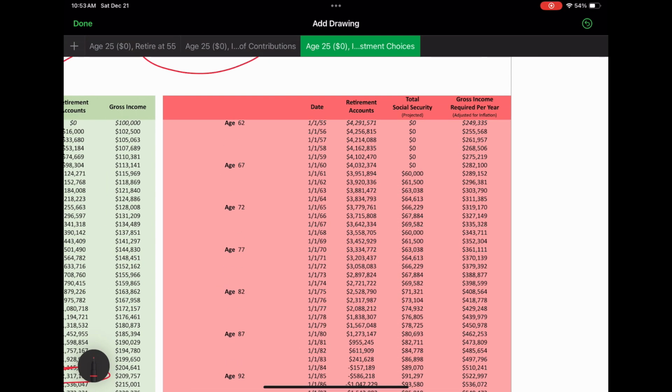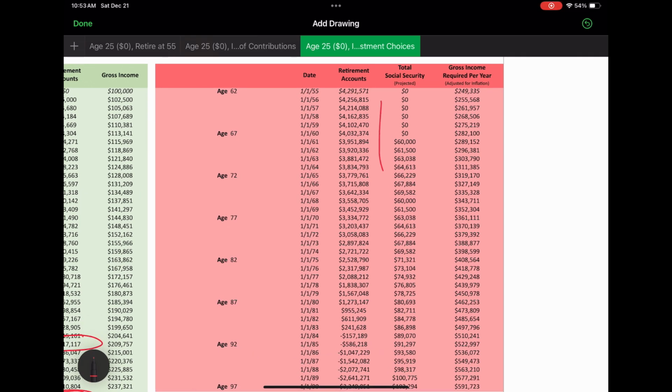So you can see that our investment portfolio is going down over the years. And you can see we have the assumptions of Social Security, which may or may not be there by the time you get there. But in any case, it's in this analysis. And you can see our gross income is going up by that 2.5%.